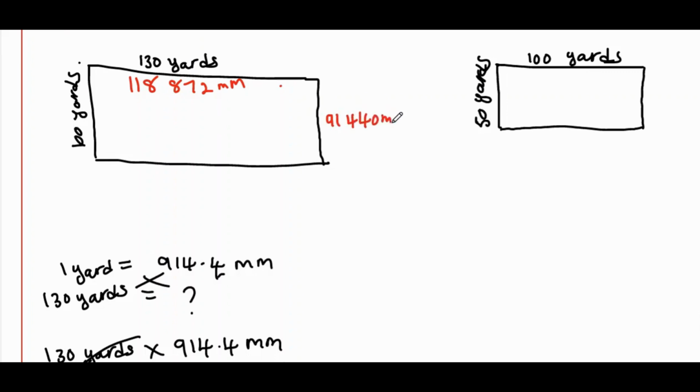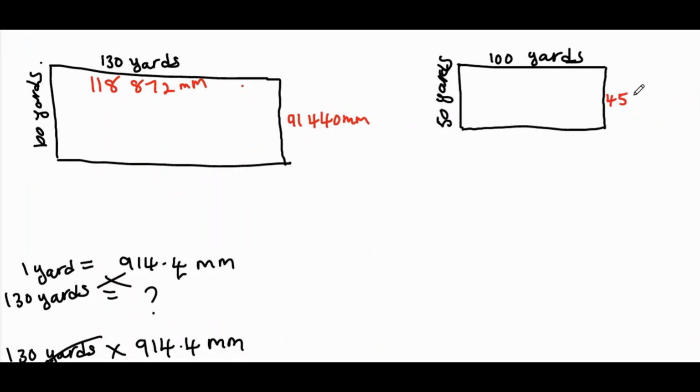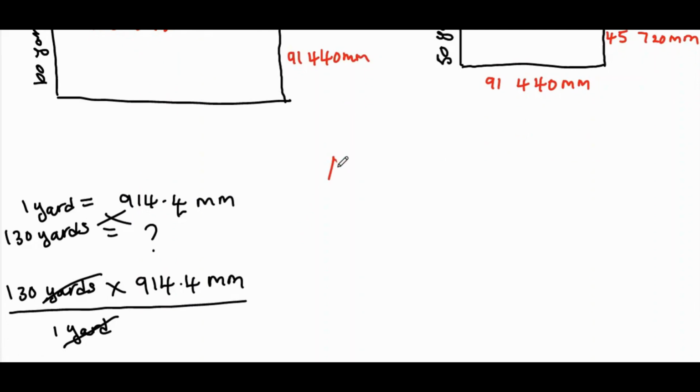If you convert the 100 yards here, you get 91,440 millimeters. 50 yards, of course, must be half of this, which is 45,720 millimeters. And 100 yards is, of course, what we had here, which is 91,440 millimeters.